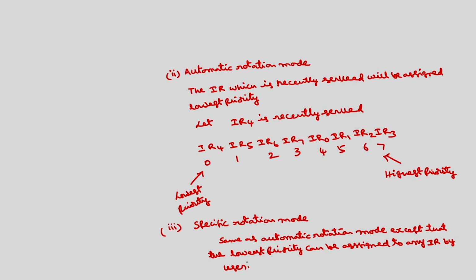So, in the previous mode, automatic rotation mode, the lowest priority is assigned to the IR which was recently served, okay. Whereas here the lowest priority can be assigned by the user. That is the difference between the automatic rotation mode and specific rotation mode. So, these are the three modes using which the 8259A resolves priority of all the interrupt requests.